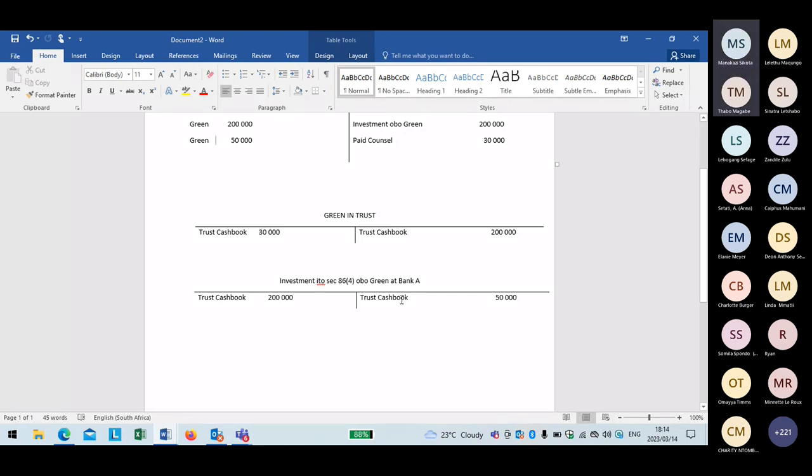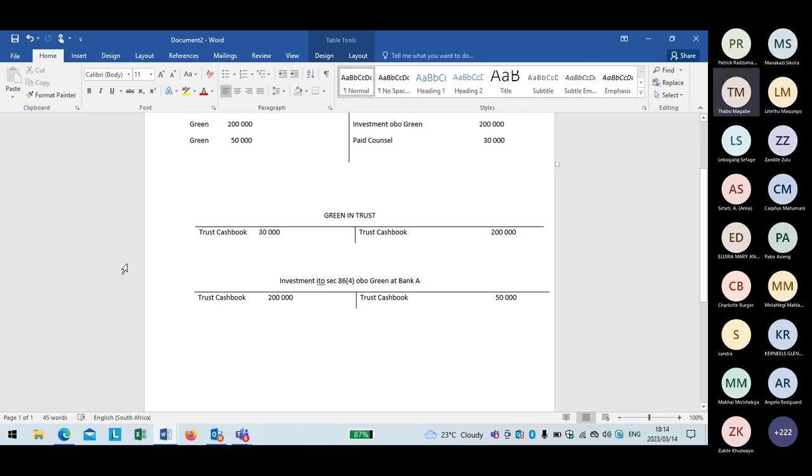Okay, sir. Do you get it? Yes, sir, I get it. I've got a question here. Now that he instructed us to withdraw the 50,000, from the investment account we took it out and then we debited the cash book. So now that we debited the cash book, don't we have to credit Green interest? No, remember, it's dual entry, not triple entry. It can't be triple. Okay. Thank you. You're welcome.